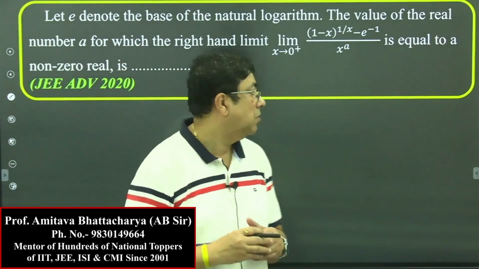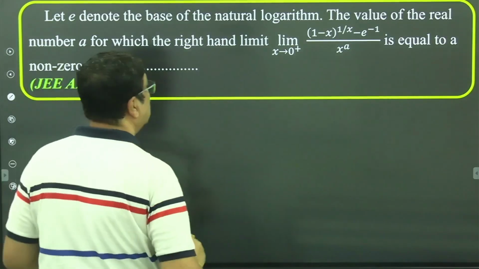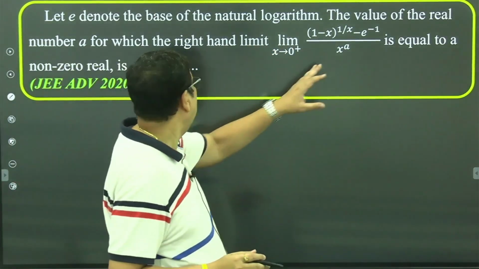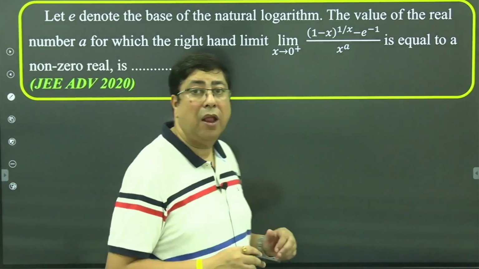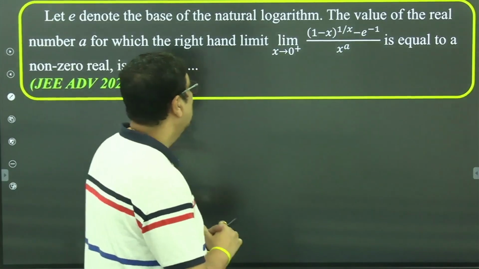How to solve this type of sums. Okay, first of all, the question is: e denotes the base of the natural logarithm, and we have to find the value of this limit such that the limit is a non-zero real number, and we have to find the value of a. How to find the value of a?